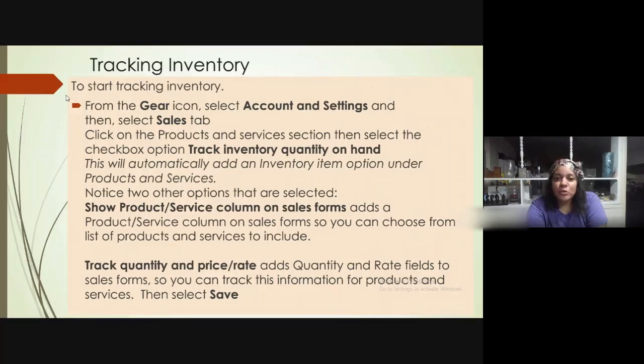Then under there, you'll notice two other options that are selected. That would be Show Product Service column on the sales form, and that adds a product service column onto the sales form so you can choose from a list of products and services to include. And then the other option is Track Quantity and Price Rate, and that adds quantity and rate fields to sales forms so you can track this information in the product and service area. Then you would click Save.